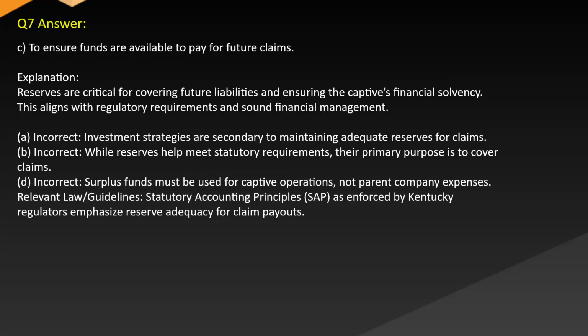Answer: C. To ensure funds are available to pay for future claims. Explanation: Reserves are critical for covering future liabilities and ensuring the captive's financial solvency. This aligns with regulatory requirements and sound financial management. A. Incorrect. Investment strategies are secondary to maintaining adequate reserves for claims. B. Incorrect. While reserves help meet statutory requirements, their primary purpose is to cover claims. D. Incorrect. Surplus funds must be used for captive operations, not parent company expenses.